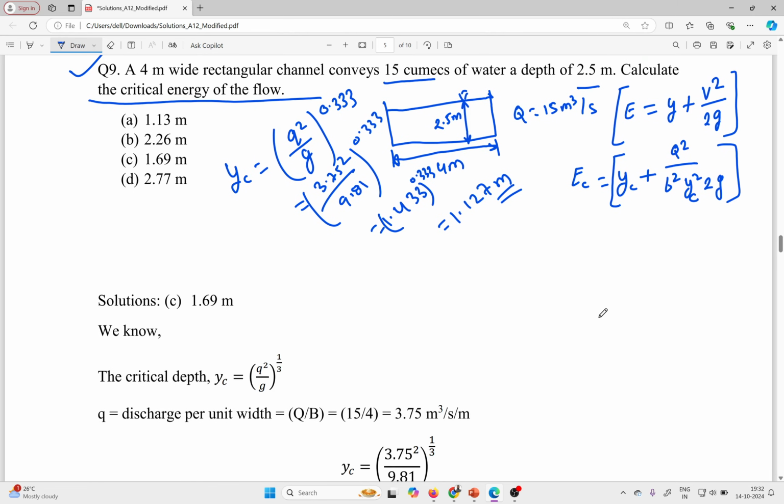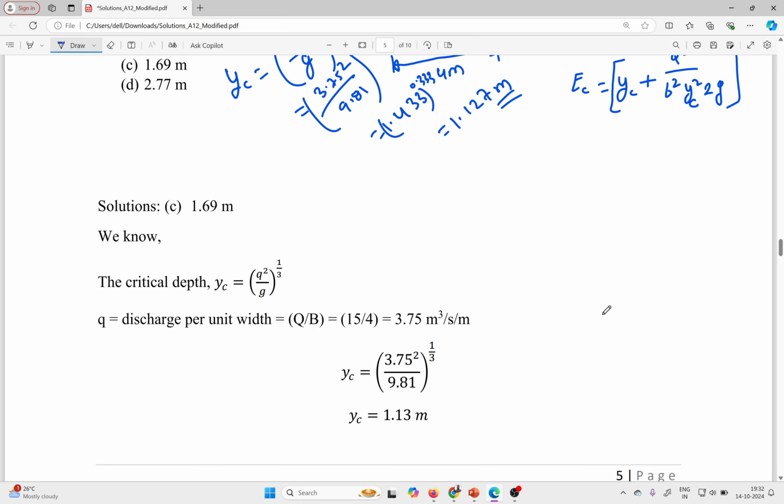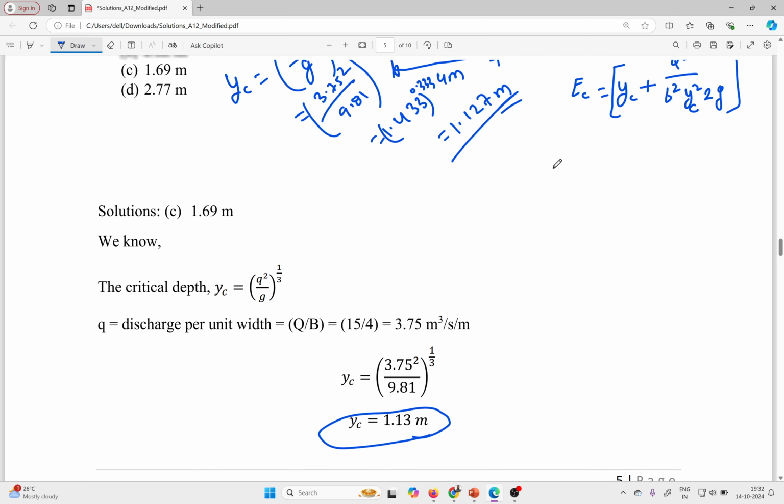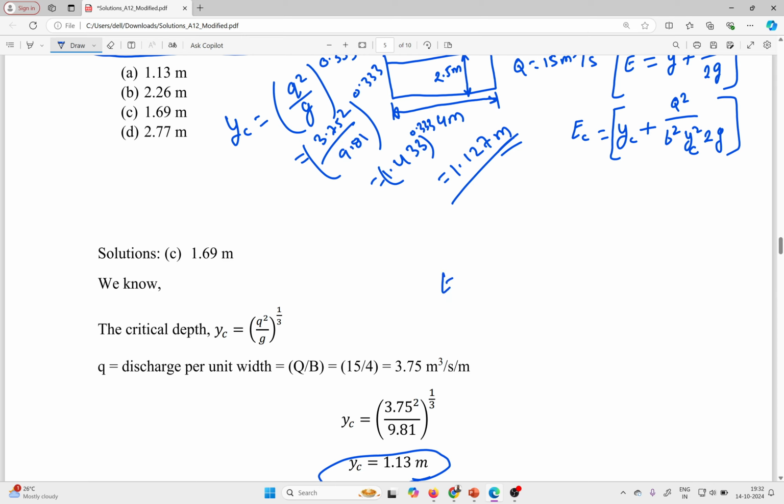After putting this value, you will get YC here as 1.13 or 1.127, and then after you can easily put here EC is equal to 1.13 plus Q is already given, 15 square divided by 4 square into 1.13 square into 2 into 9.81.